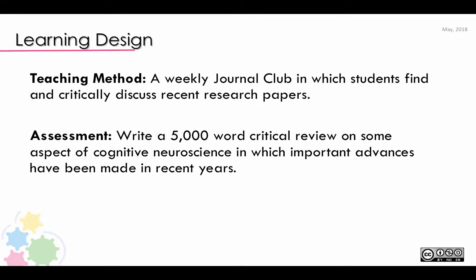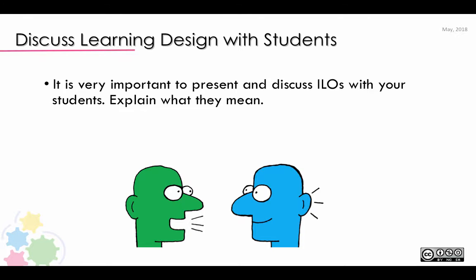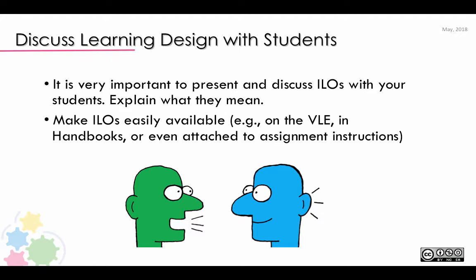Now don't forget in all of this to actually explicitly discuss your thinking behind the learning design with your students. It's very important that you actually present the intended learning outcomes to them and discuss what you mean by them, unpack them for the students. Also make them easily available so the students can refer to them. You might put it on your virtual learning environment, in handbooks, and you might even attach them to assignment or assessment instructions.